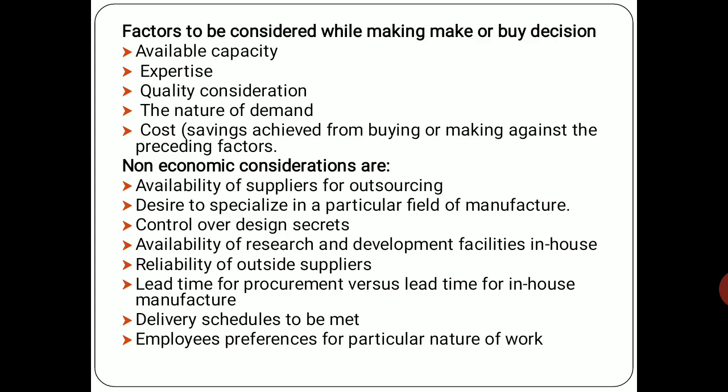Say, reliability of the outside suppliers. It may so happen that many times the outside suppliers are not timely, they are not giving you the qualitative product, and that may not be affordable also at times. Then you have to think of getting things in-house, right? Lead time for procurement versus lead time for in-house production.